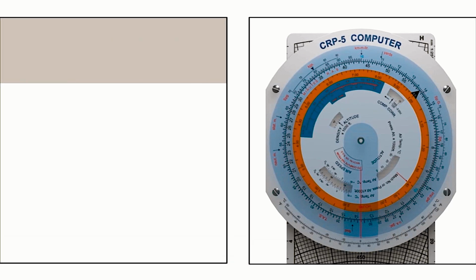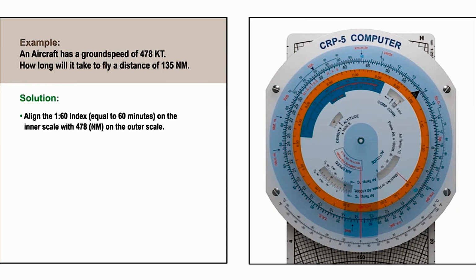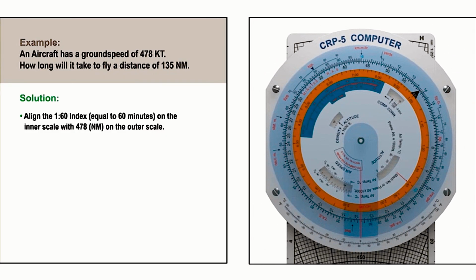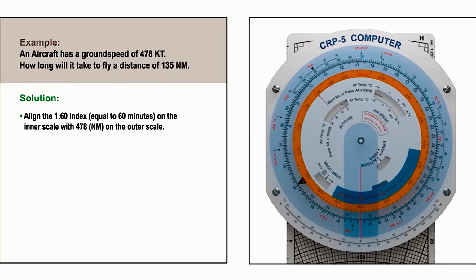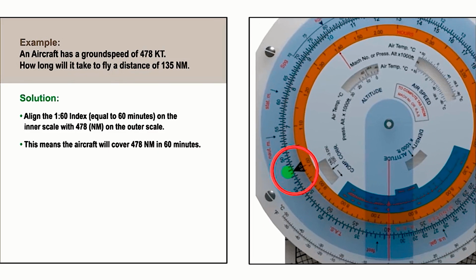In this first example, we will calculate how long it will take to fly a distance of 135 nautical miles at a ground speed of 478 knots. First of all, we align the black triangle on the inner scale, sometimes known as the 1 in 60 index, and which is effectively equal to 60 minutes, with the distance of 478 nautical miles on the outer scale. This means that the aircraft will cover 478 nautical miles in 60 minutes.